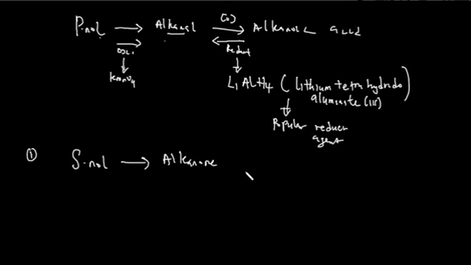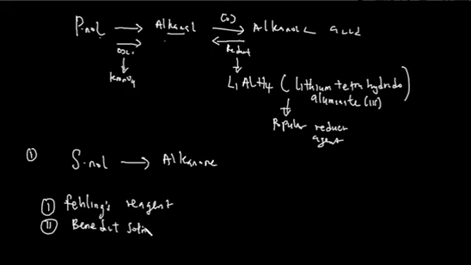Alkanals can be further oxidized by the popular things they used to oxidize them: Fehling's reagent and Benedict solution. If it's Fehling's reagent, brick red, that's the color you will see if you react with alkanal. If it is Benedict solution, it will give red or orange.